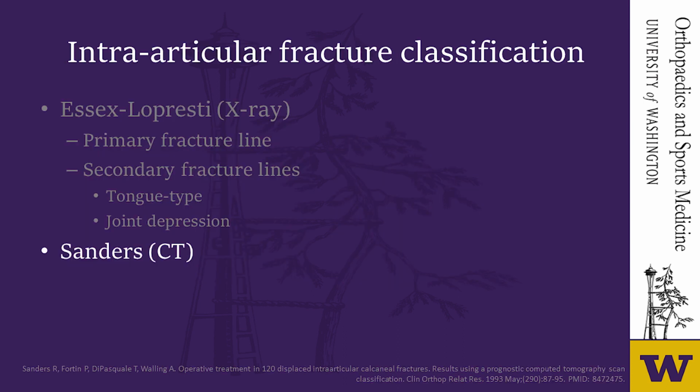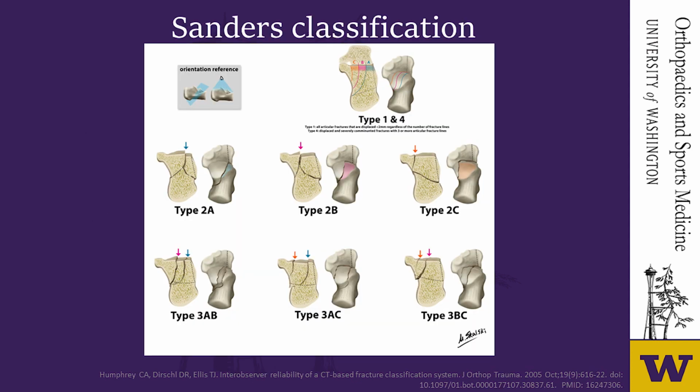The Sanders classification was published in 1993 in CORR and based on the number and location of articular fragments seen on coronal and axial CT images. Type 1 fractures are non-displaced, irrespective of the number of fracture lines. Type 2 fractures involve one fracture line resulting in a two-part fracture.